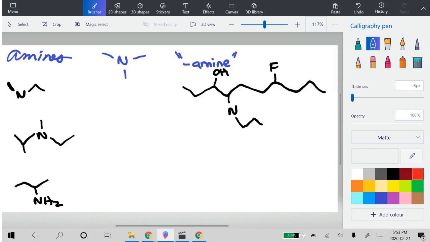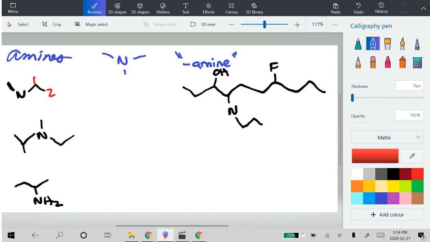So for amines, what you're looking for is just a nitrogen. As soon as you've seen a nitrogen, you need to know a nitrogen can have a maximum of 4 bonds around it. So if you only see 2 bonds, that means the third bond had to be a hydrogen. Or if you only see 1 bond, that means the other 2 bonds have to be a hydrogen. So just be aware of that. And the ending for an amine is amine, so that's nice and simple.